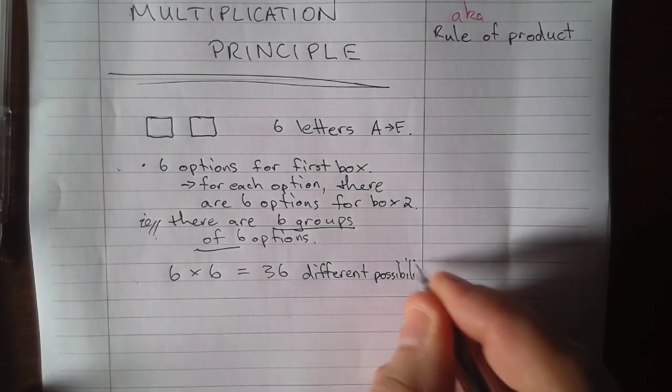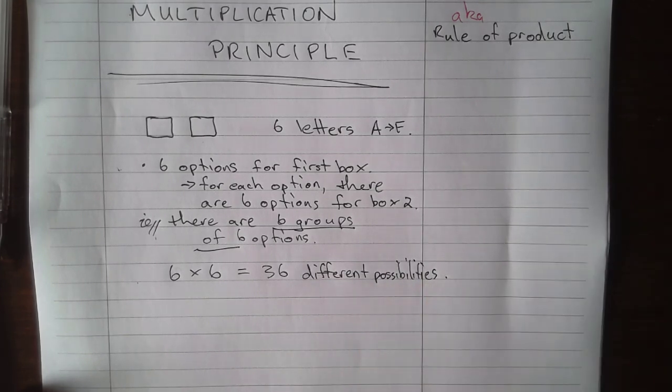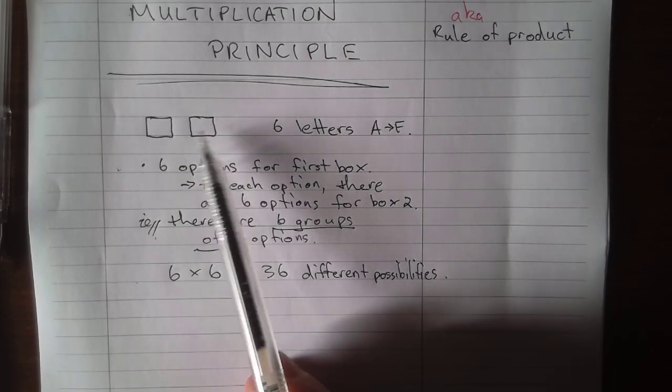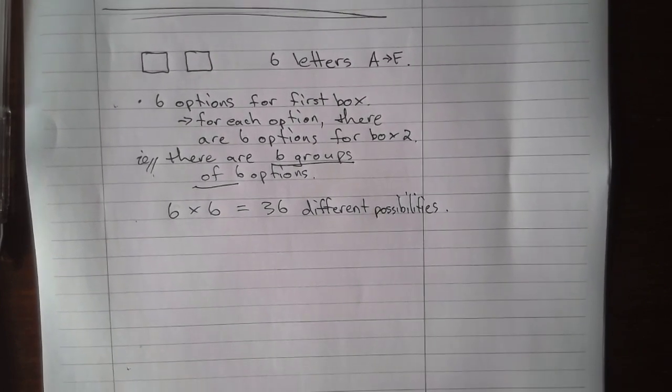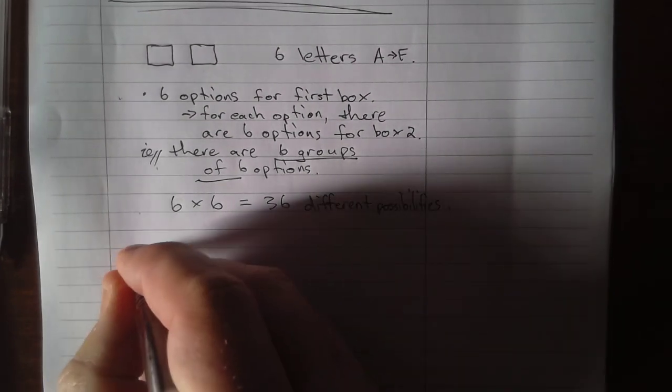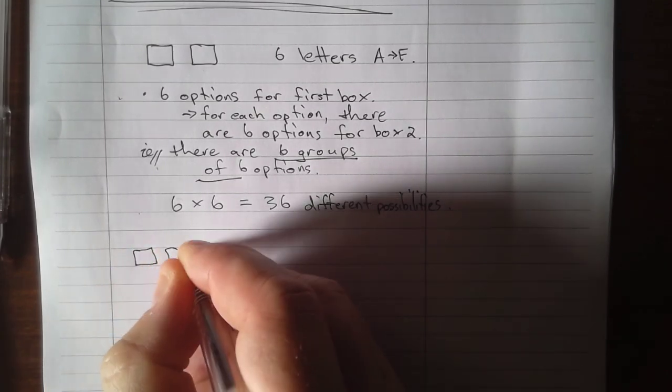Okay, so let's just finish that up. 36 different possibilities. So that means there's 36 different 2-letter box situations. Okay. Now let's bump it up a little bit. We'll move from 2 boxes. I'm going to go to 3 boxes now. 3 boxes.